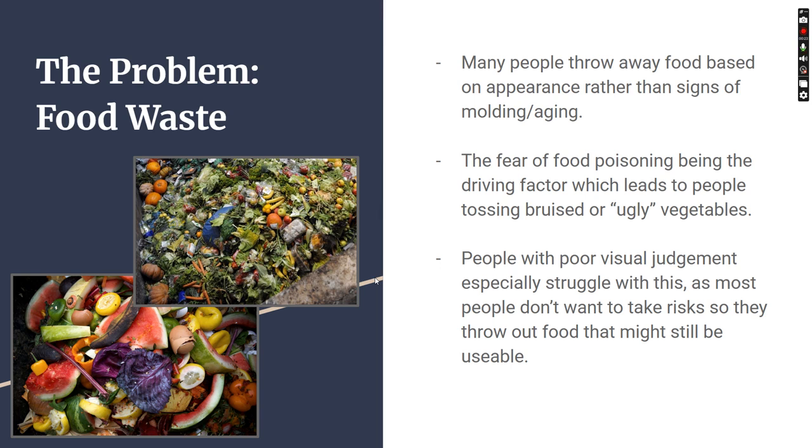The problem I found was food waste. Many people throw out vegetables just based on appearance rather than signs of molding and aging. The fear of food poisoning is the driving factor which leads people to toss bruised or ugly vegetables. People with poor visual judgment especially struggle with this, as most people don't want to take risks and just throw out foods that look ugly that still might be usable.